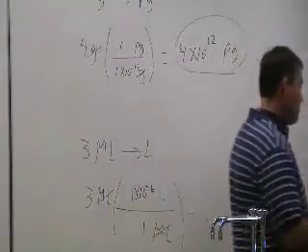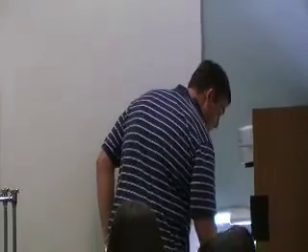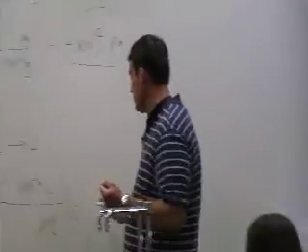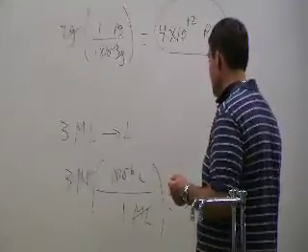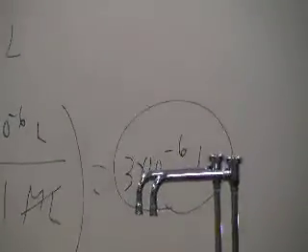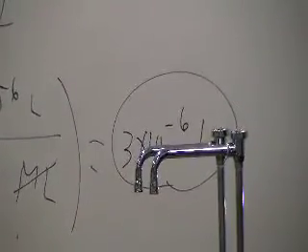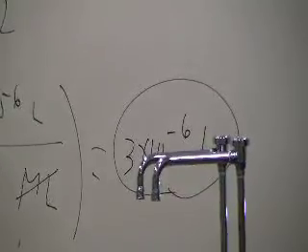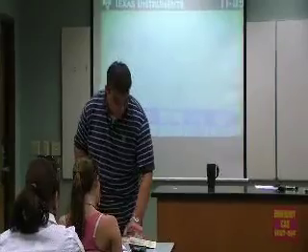So 3 times 1 times 10 to the negative 6 is going to be what? 3 times 10 to the minus 6 liters. Who got that? Nobody? A couple of people. All right, we're stopping. We're going to go see what's going on here. Let me take a look at it.